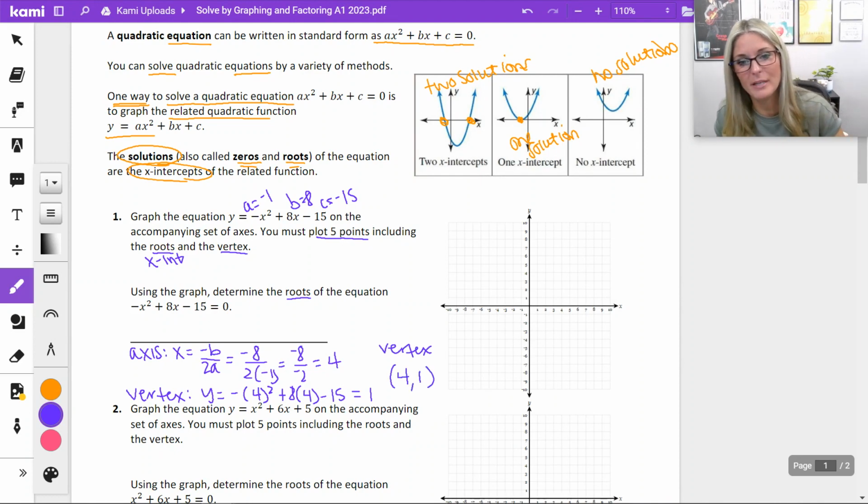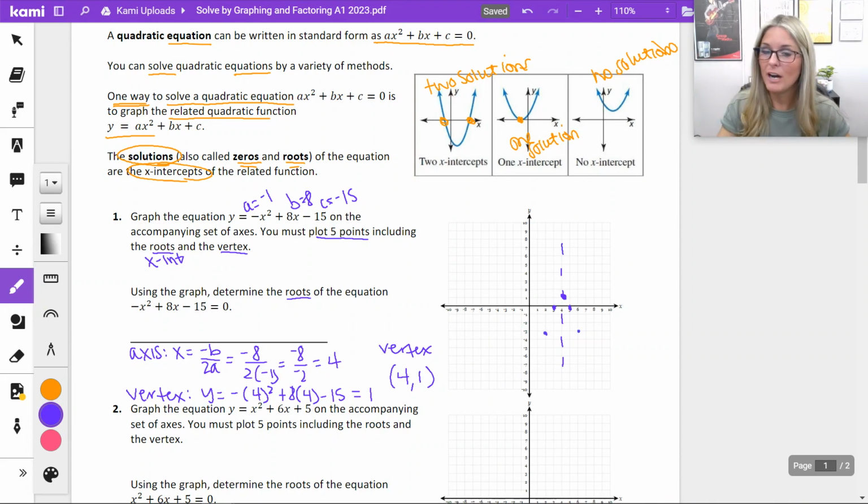So let me sketch a little bit here. Our axis of symmetry was at 4. Our vertex was at 4, 1. I could use the 1, 3, 5 rule. Our a is negative 1, so I would go over 1, down 1 on each side, over 1, down 3, and that would build my quadratic. So let me graph it for you on the calculator. I just wanted to review how we would do that by hand.